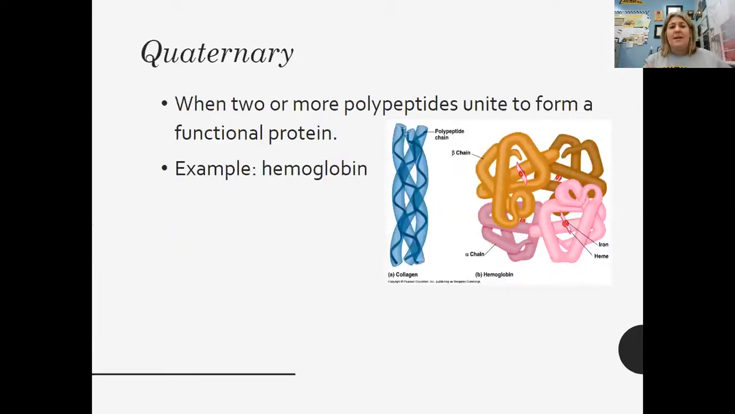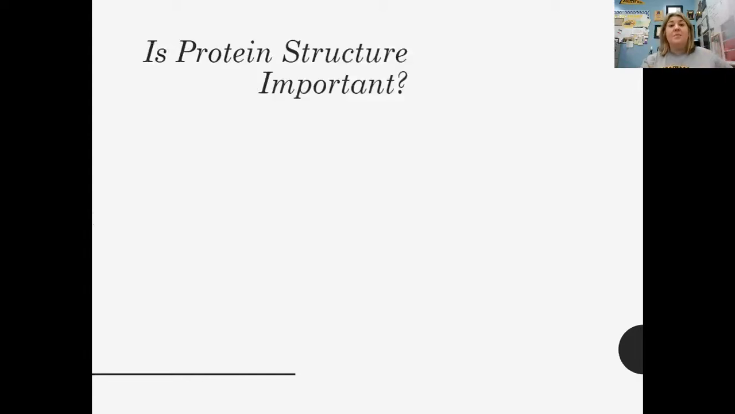And then quaternary is where you take two or more polypeptides, the tertiary structures, and they literally fit together almost like a puzzle. The way that they fit together makes them behave a certain way.